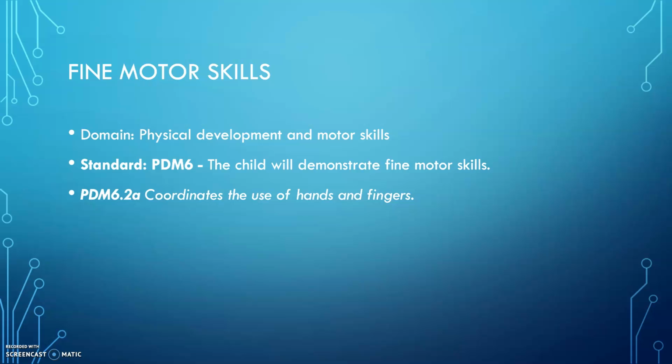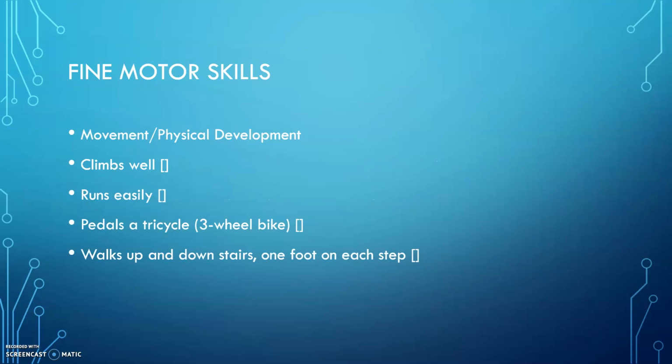Fine motor skills domain. Physical development and motor skills. Standard. The child will demonstrate fine motor skills. Indicator. Coordinates the use of hands and fingers. I have also included the developmental checklist for fine motor skills in this slide.